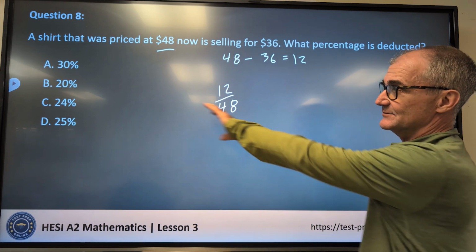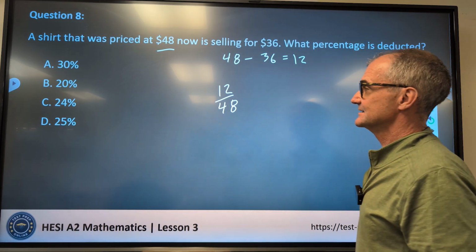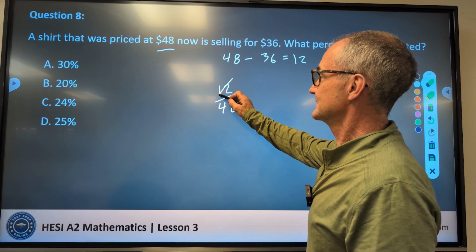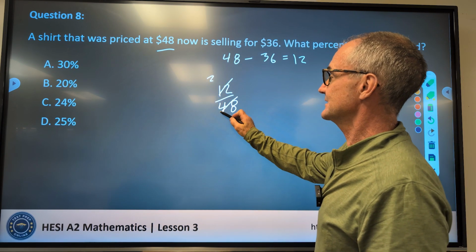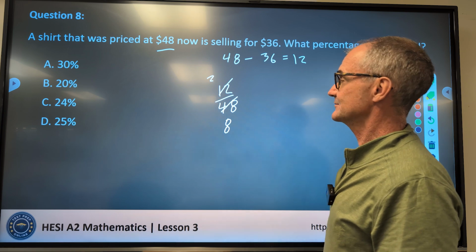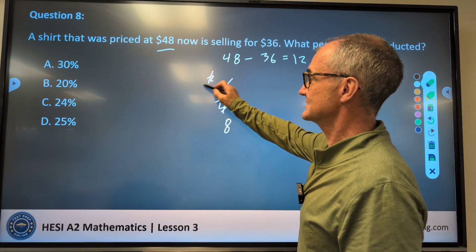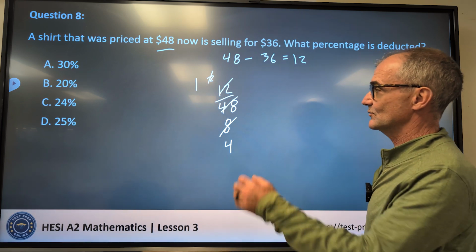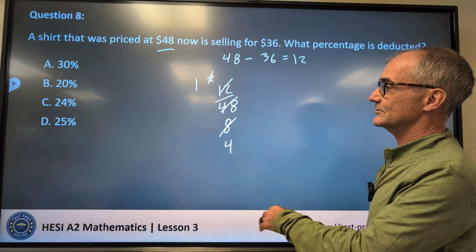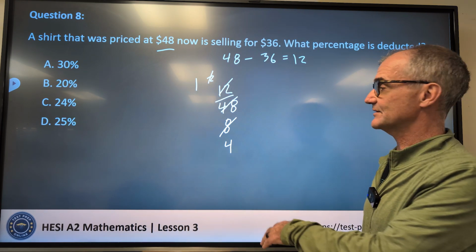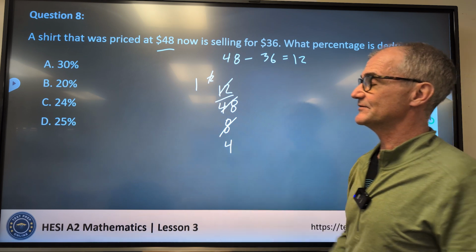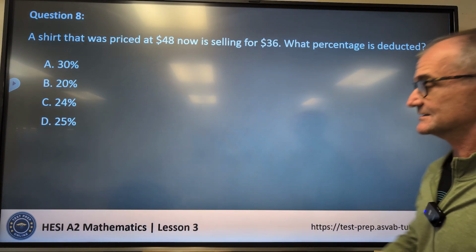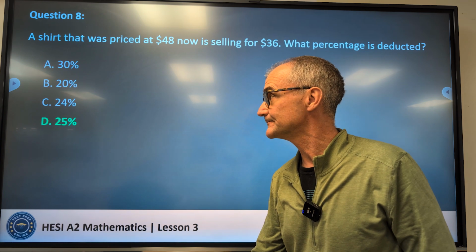That's a fraction. I'm looking over there for percents. See if I can reduce it. Well, 6 will go into here twice. 6 will go into here 8 times. I can reduce it again. 2 goes into here once. 2 goes into here 4 times. So I got 1/4. A quarter of a dollar is 25 cents. So a quarter is 25% right there. So answer D, correct answer right there.